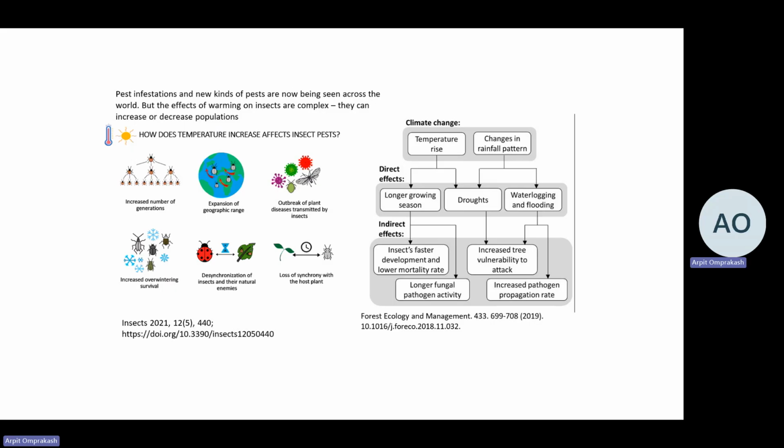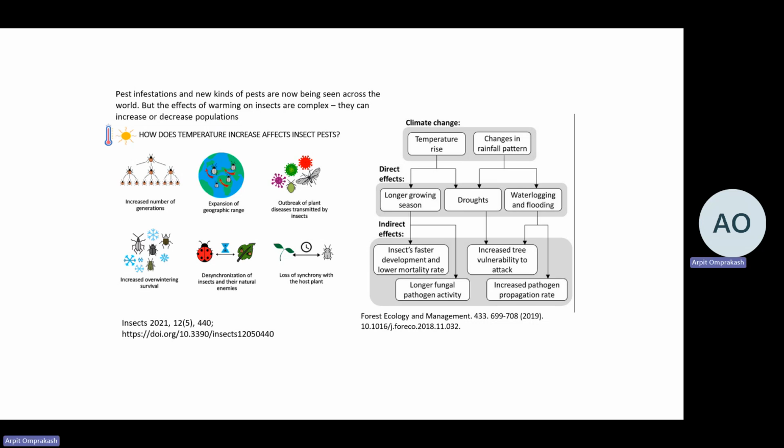And what we are finding here is that increasing temperature affects insect pests in different ways. There is an increased number of generations because the life cycle gets faster and faster. And then we have the expansion of geographic range because of heating, and then we have things such as desynchronization of insects and their natural enemies, or loss of synchrony with their host plants.